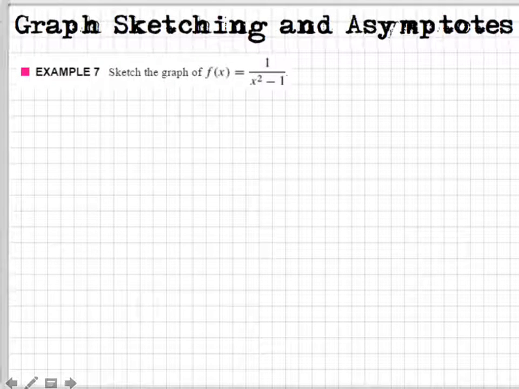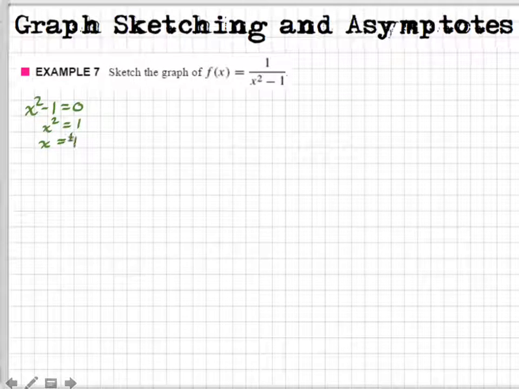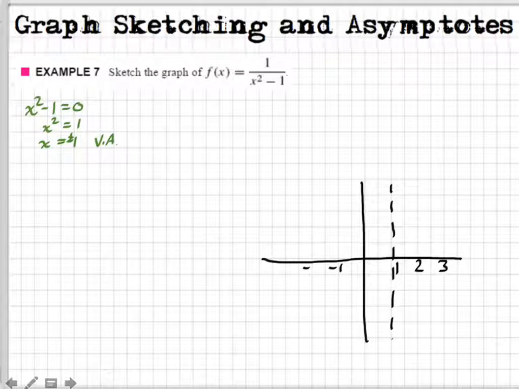So to find the vertical asymptote, what you do is you take the denominator, you set it equal to 0, and so then we solve. Move the 1 to the other side, take the square root of both sides, and now you get plus or minus 1. This is our vertical asymptote. Let's go ahead and draw our vertical asymptotes over here on our graph. And then we get started on our horizontal asymptotes.